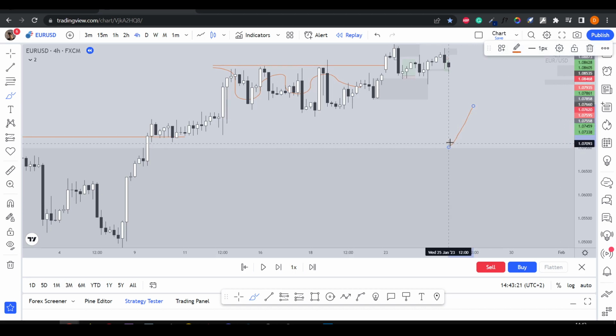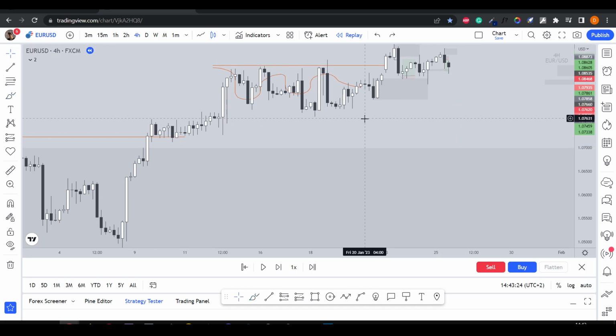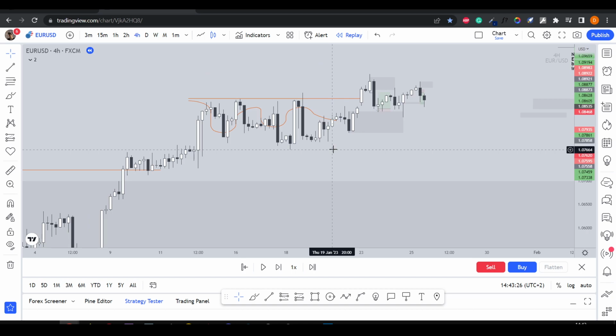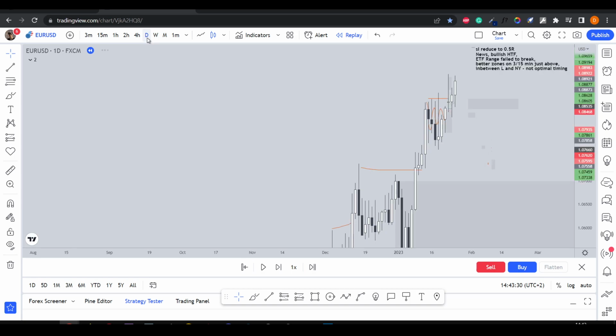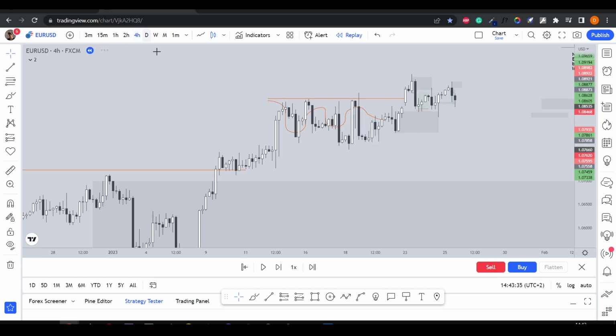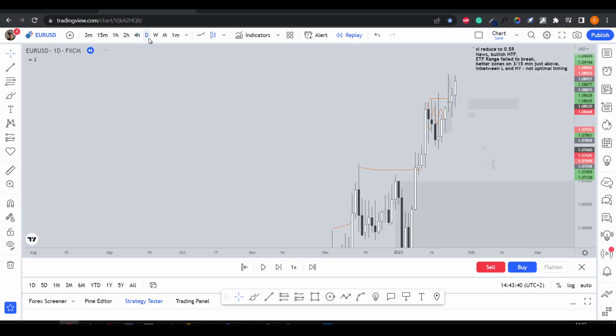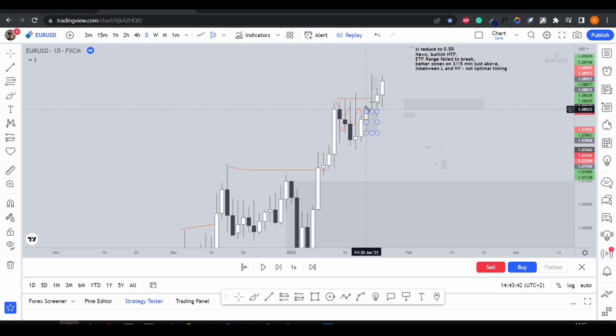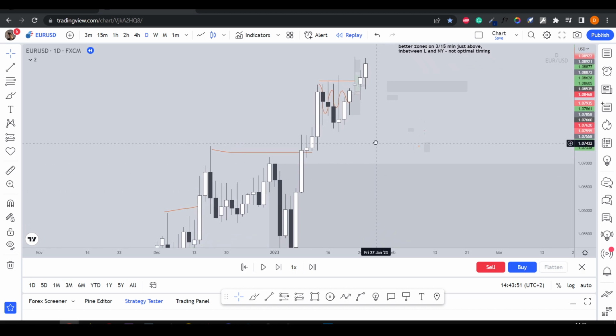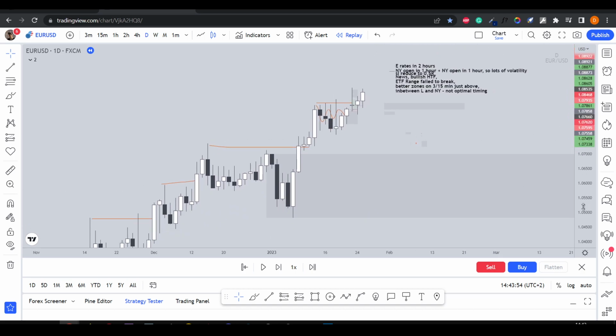we had this really nice structural shift on 4 hours. However, it happened after this rangy price action. And one more little detail is that it was looking for a break to the upside, but this down move didn't mitigate the bigger zone. So in my eyes, this is a minus.